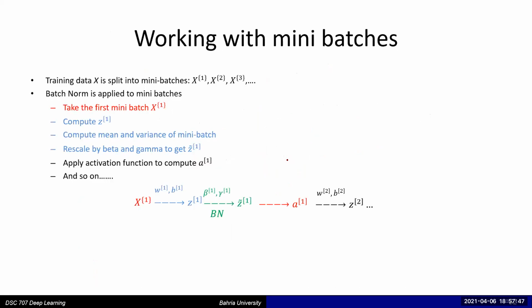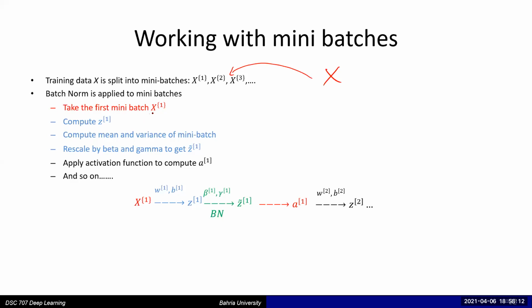Now, if we put all of these pieces together, you know that when you are doing training, mostly we are working with mini batches. So suppose this X is your complete training data, we split our data into mini batches, whatever is your mini batch size, 10, 16, 32, 64, whatever it is. And then to each batch, we separately apply batch normalization.